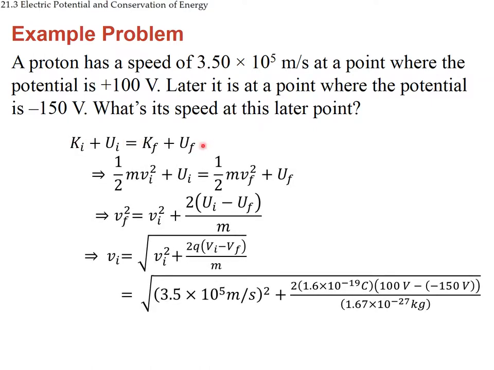So we start with conservation of energy. The initial energy equals the final energy. The initial energy is the kinetic energy plus potential energy, and the final energy is kinetic energy plus potential energy. And out of this, what we want is the final velocity. So we solve for this by bringing this energy to the left hand side and then dividing everything by m over 2, and then taking the square root, plugging in the numbers, and you get the answer. It's not given the answer, but you can calculate it.